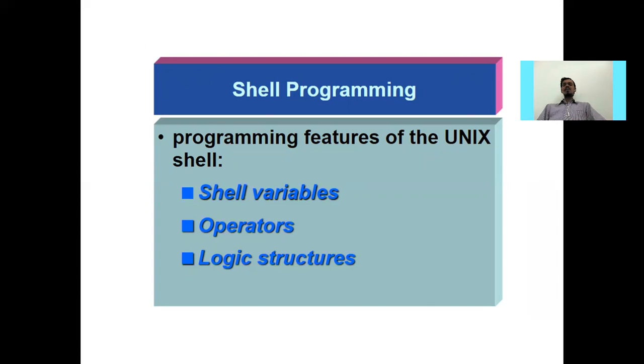Second is operators. The operators are arithmetic operators, logic operators, and relational operators. These are some operators which are used in programming. Third is logic structure. Logic structure includes looping structures and decision-making structures, the logic like if else, for loop, while loop, and other loops, iteration, and case logic structure.